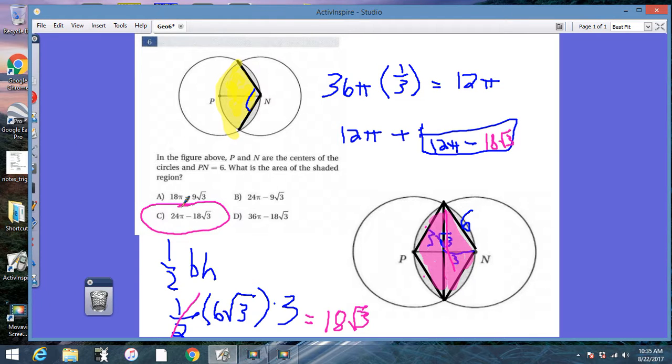Pretty challenging SAT question. We didn't have a direct formula for the overlapping area of two circles. Maybe there's some wizard mathematician that has that, but I don't know what that is, so we had to break this out into pieces. I hope this helps.